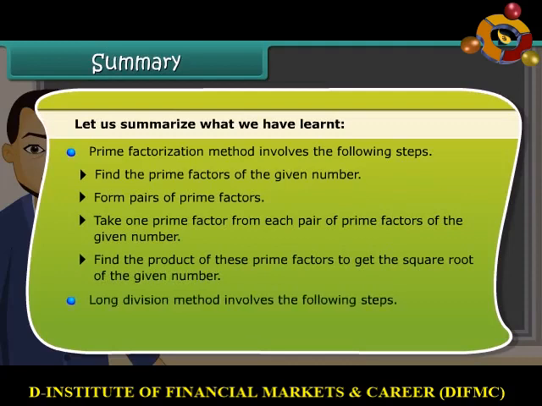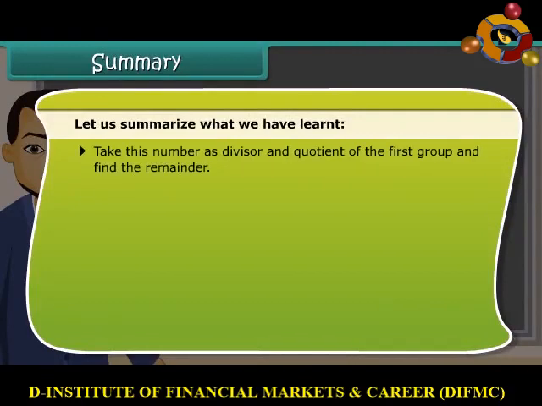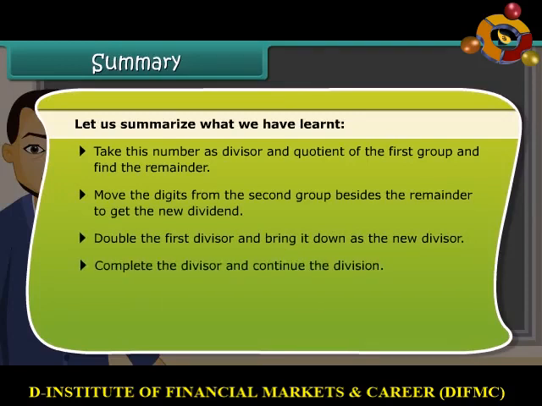The long division method involves the following steps. Find the greatest number whose square is less than or equal to the digits in the first group. Take this number as the divisor and quotient of the first group and find the remainder. Move the digits from the second group beside the remainder to get the new dividend. Double the first divisor and bring it down as the new divisor. Complete the divisor and continue the division.